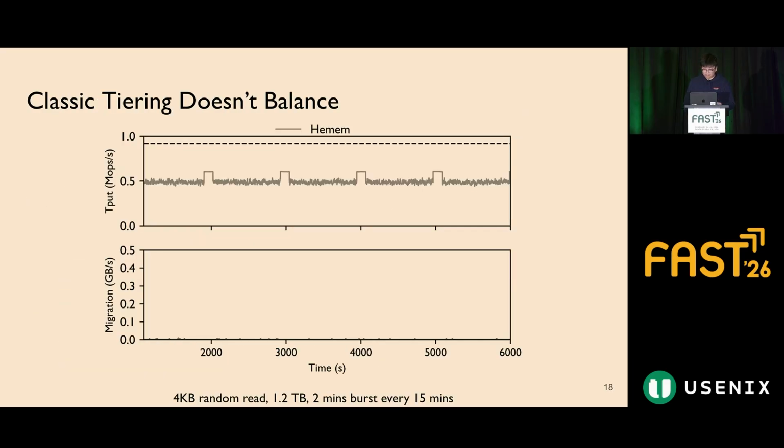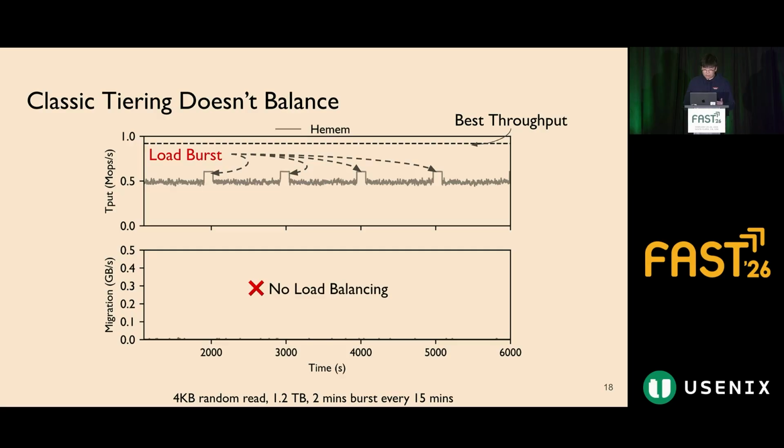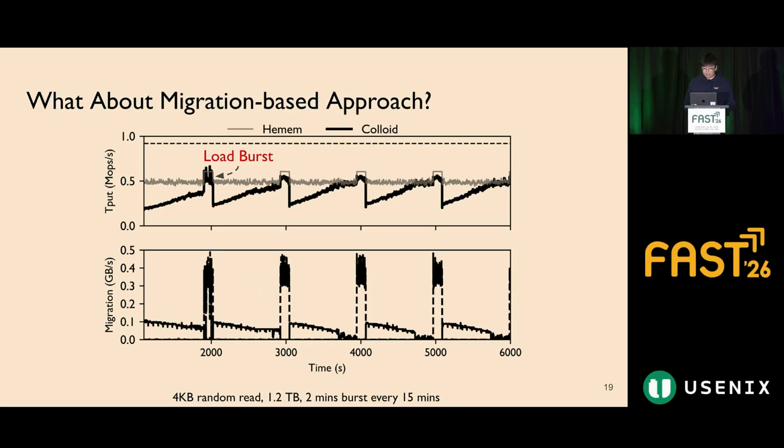We first look at a dynamic read-only workload with a 2-minute burst every 15 minutes. We first show how classical tiering systems react to such workloads. If we look at the top graph, we can see that HeMem, the classical tiering system, does not do any load balancing when the load bursts, and therefore the throughput is far below the best throughput we can get from both devices. Then we look at Colloid, the tiering system with migration ability, which is the black line in the graph. We can observe from the top graph that its performance is even worse than the classical tiering approach with no balancing.